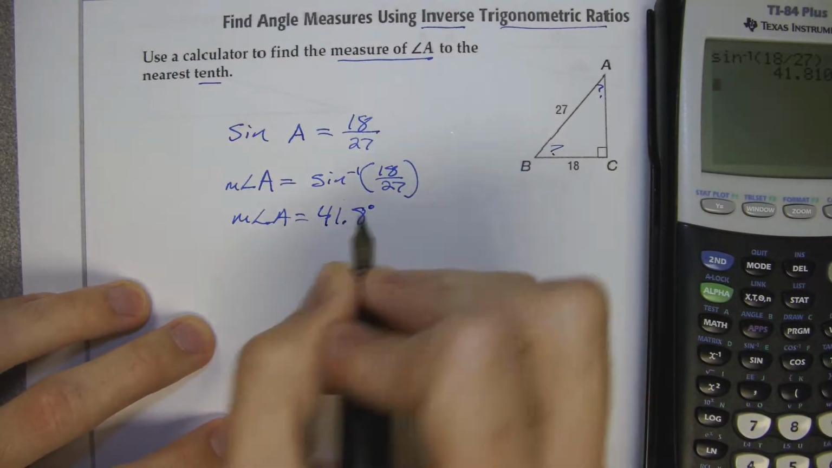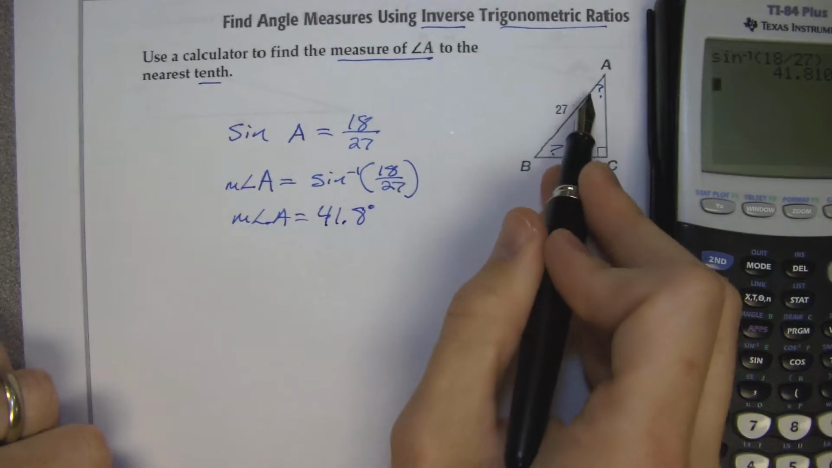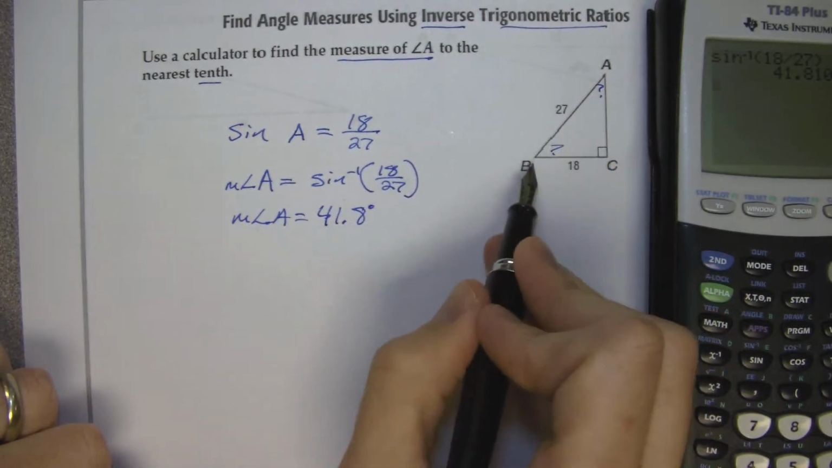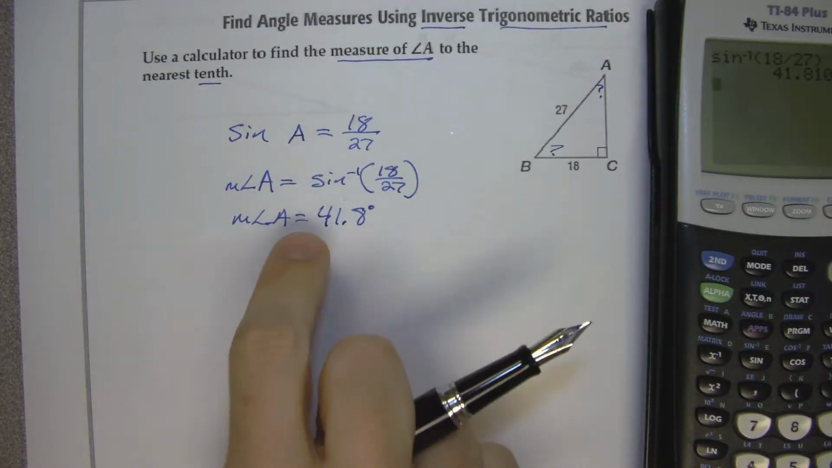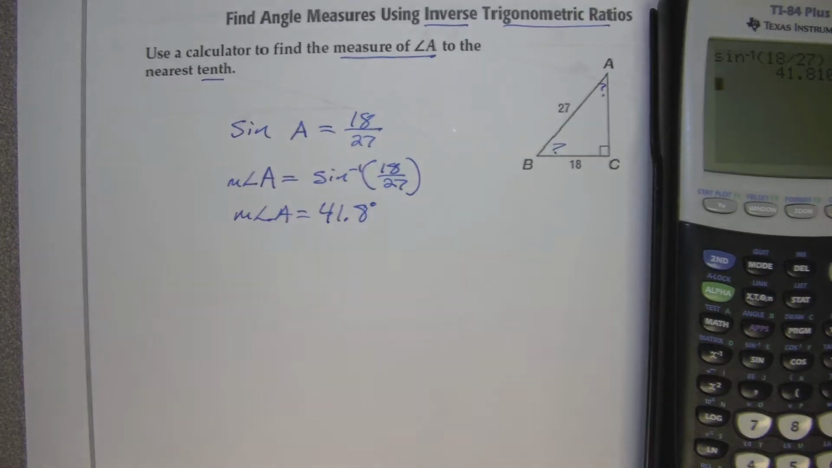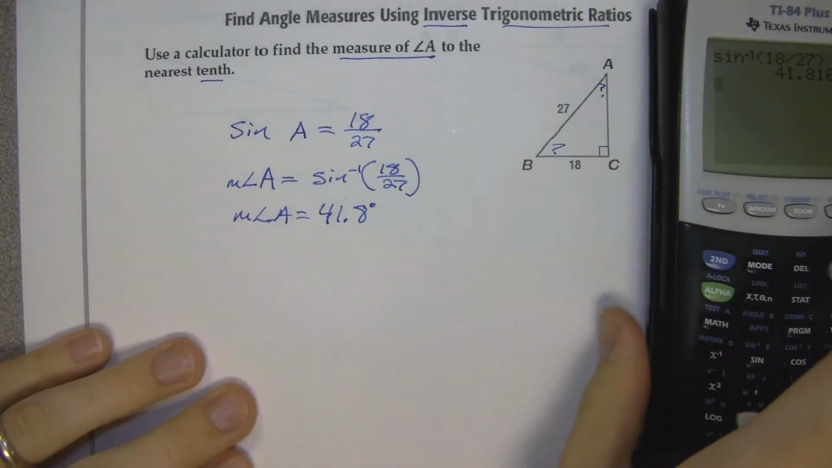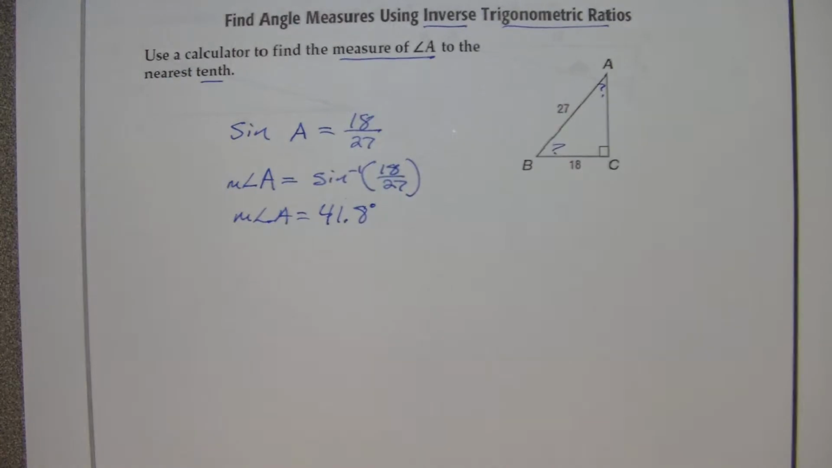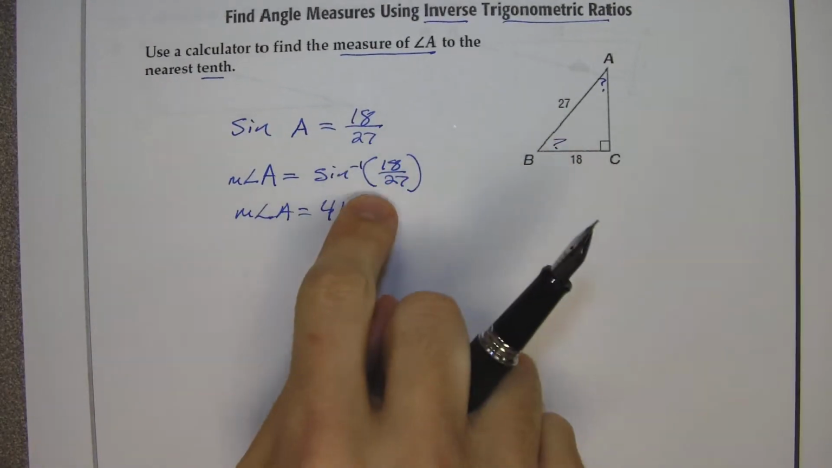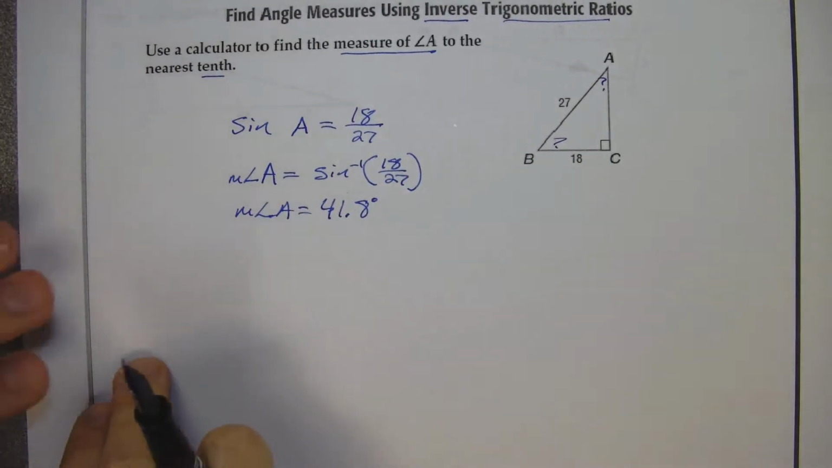41.8 degrees. Now that we know what angle A is, we could then figure out angle B in short order. We could just take that value and subtract it from 90. All right? Pretty cool, right? So we can find sides and we can find angles with trig.